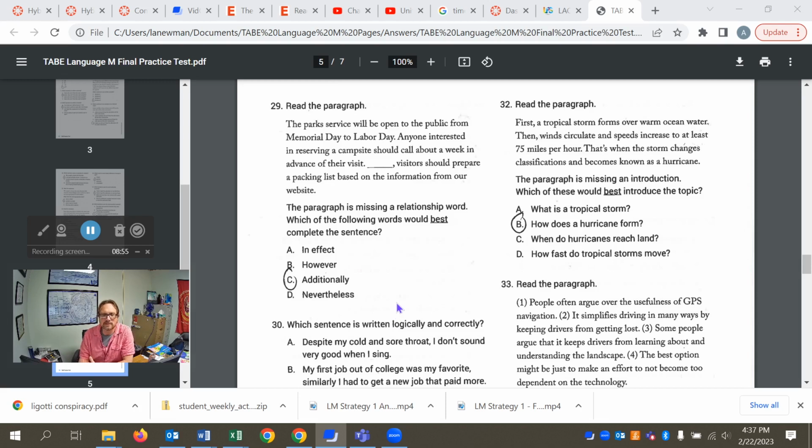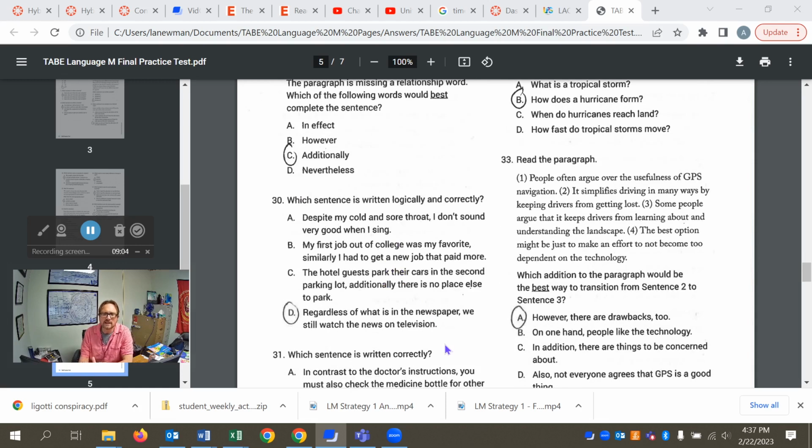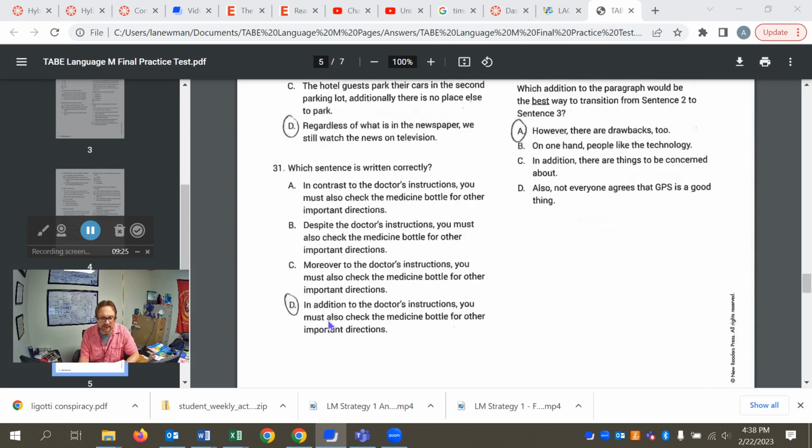Okay, 29, the paragraph is missing a relationship word. In this case, it's C, additionally, because we're dealing with additional or added information. In 30, which sentence is written logically and correctly? It's D, and it revolves around this relationship language. Regardless of what is in the newspaper, we still watch the news on television. So ideas that are in opposition to one another, and this relationship word, regardless, communicates that.